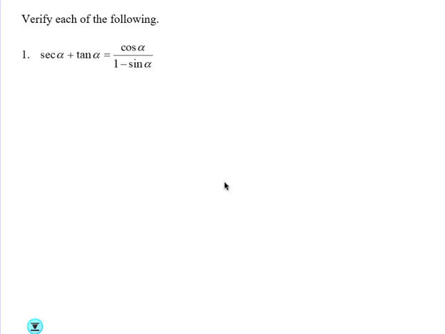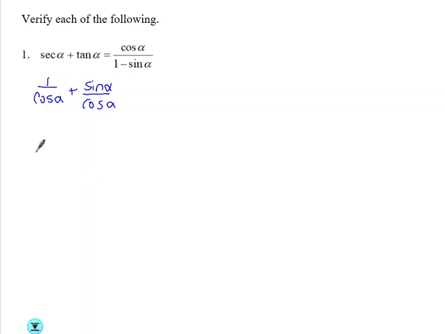I'm going to show you two different ways to do this. One by simplifying the left side, the other by simplifying the right side, but they both use the same new technique. So first, I'm going to start on the left side. I have secant alpha plus tangent alpha. I'm going to rewrite this in terms of sine and cosine. So I have 1 over cosine alpha plus sine alpha over cosine alpha.